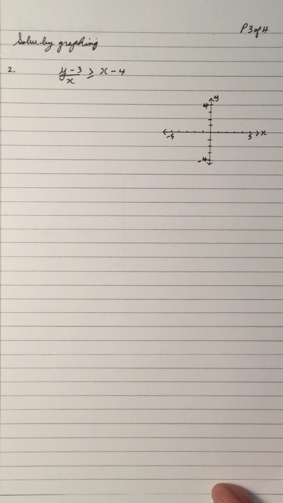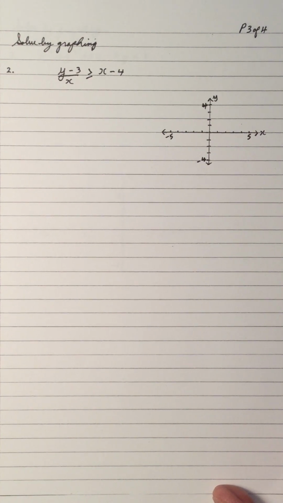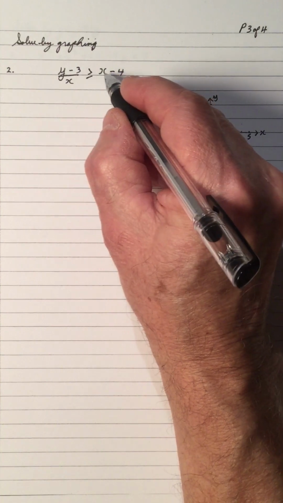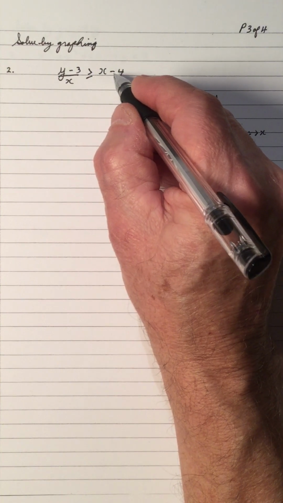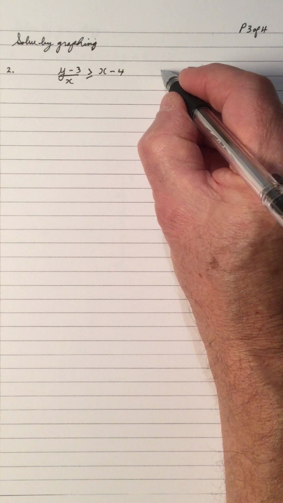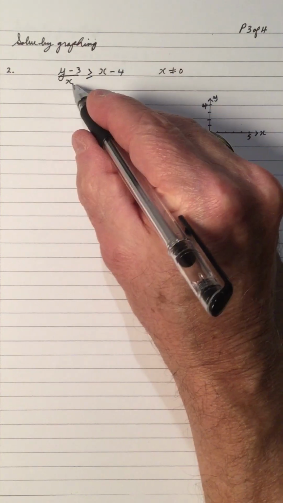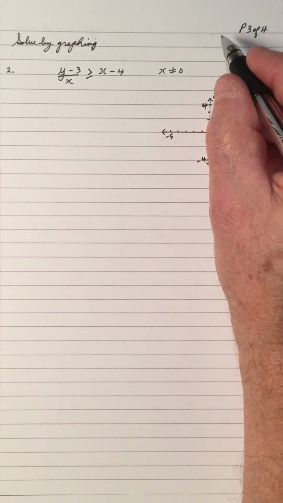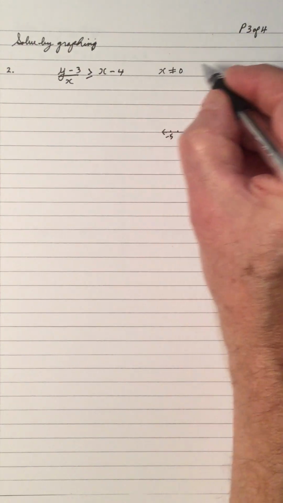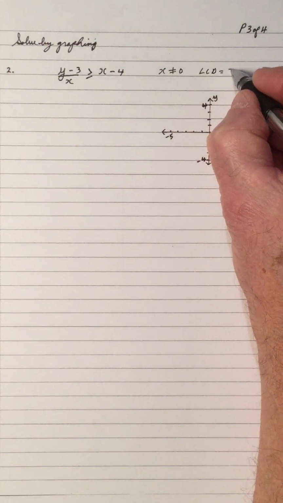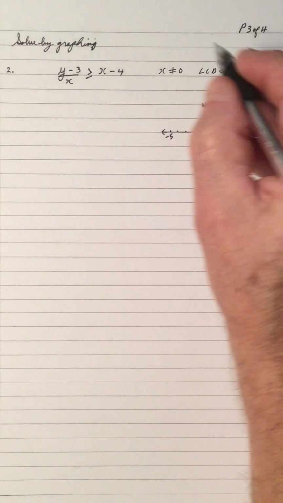Okay, let's have a look at another inequality to solve by graphing. And this one we have y minus 3 over x is greater than or equal to x minus 4. Notice that x is in the denominator, so x cannot be 0. It's the first thing, because we're dividing by 0. Now, we have a fraction. The only denominator is x, so the LCD is x.